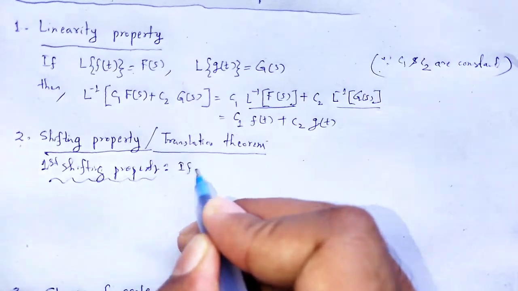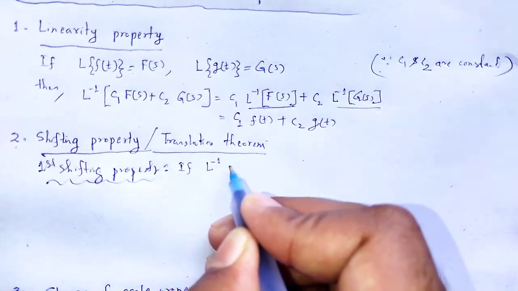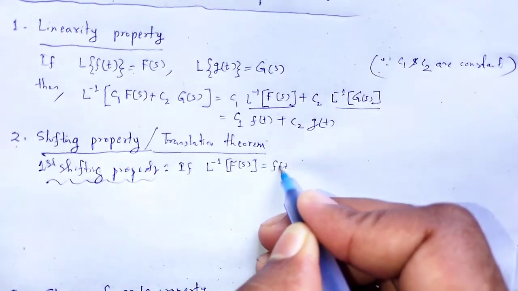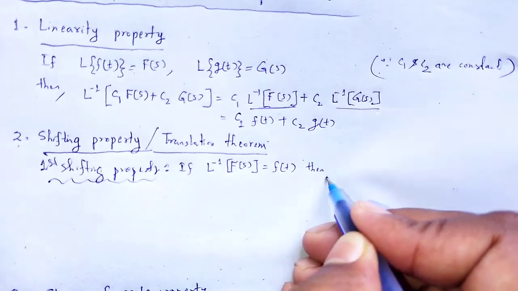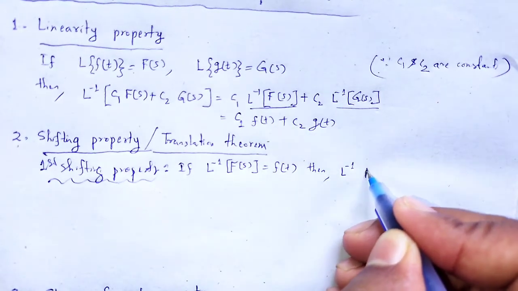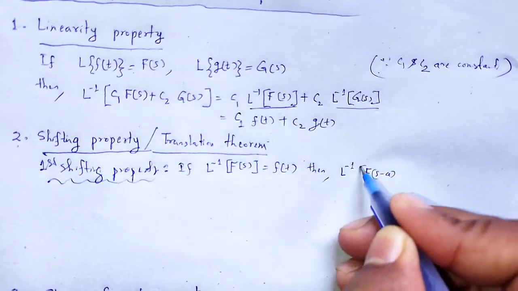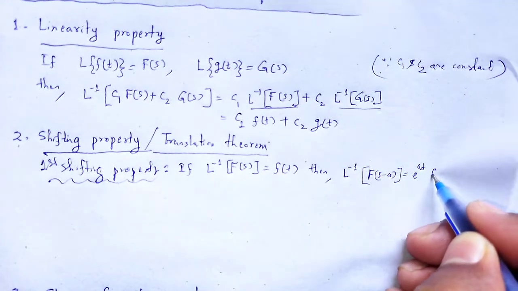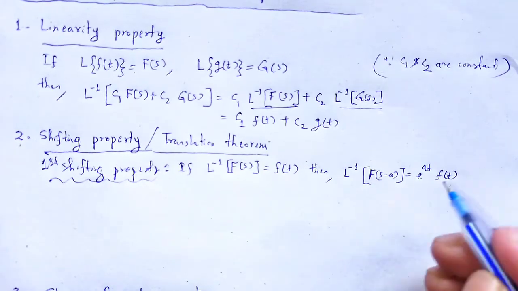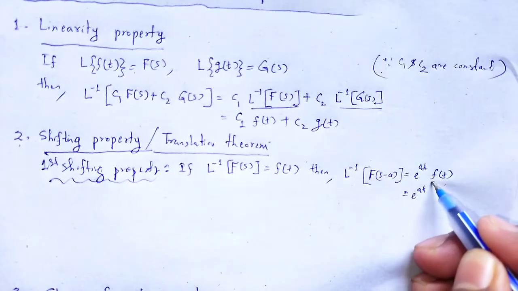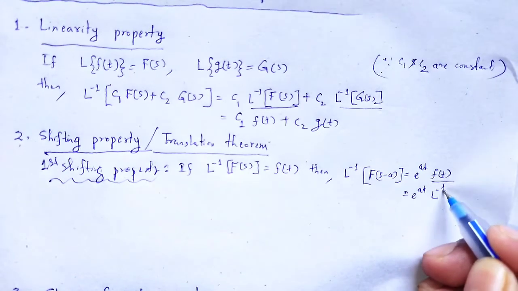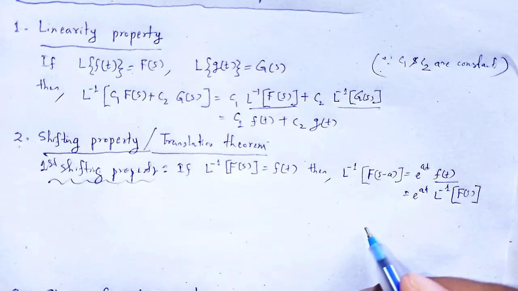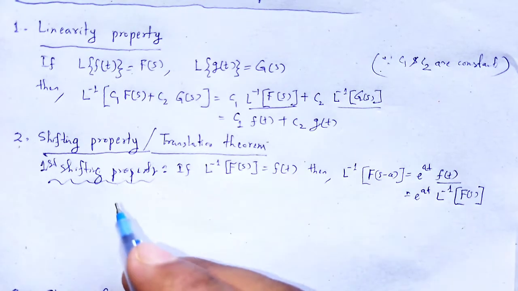If inverse Laplace transform of F(s) is equal to f(t), then inverse Laplace transform of F(s minus a) is equal to e to the power at times f(t), which is e to the power at in place of f(t). That one is the inverse Laplace transform of F(s). This is the first shifting property.